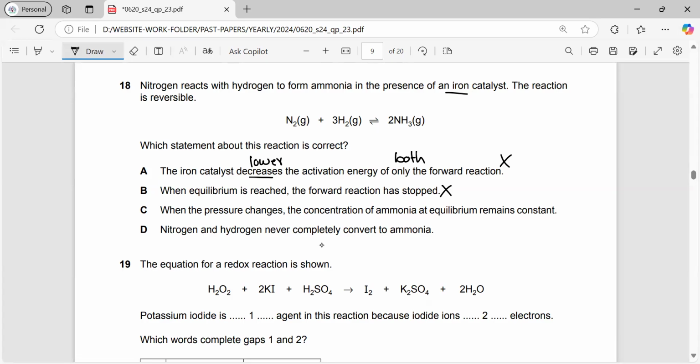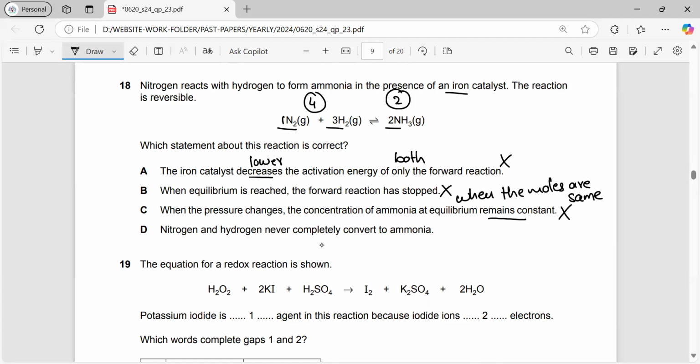When the temperature changes, the concentration of ammonia at equilibrium remains constant. This is also wrong, because the equilibrium position remains constant only when the pressure and the number of moles on both sides are the same. But here the number of moles are not equal. On the reactant side, there are 4 moles, and on the product side, there are 2 moles. So the pressure is also different.